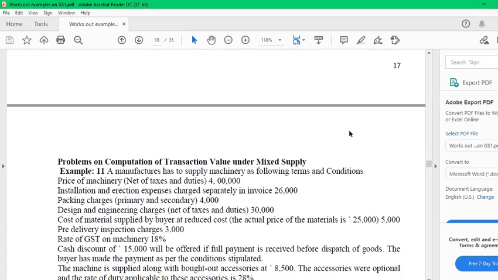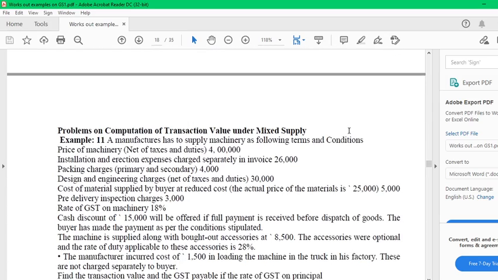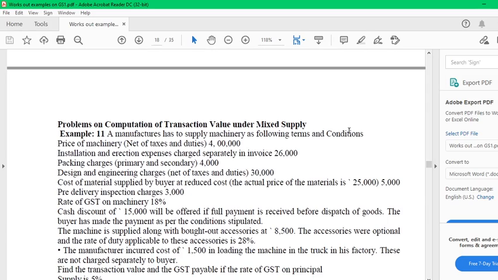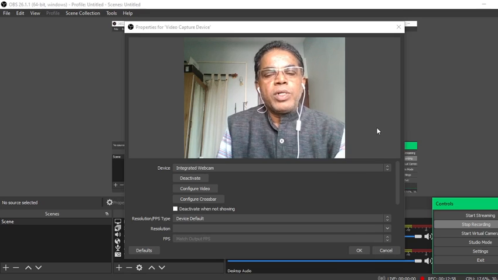Next question is known as value of mixed supply. That mixed supply, of course, we already discussed in one problem. This problem will be discussed in our next video. Thank you.